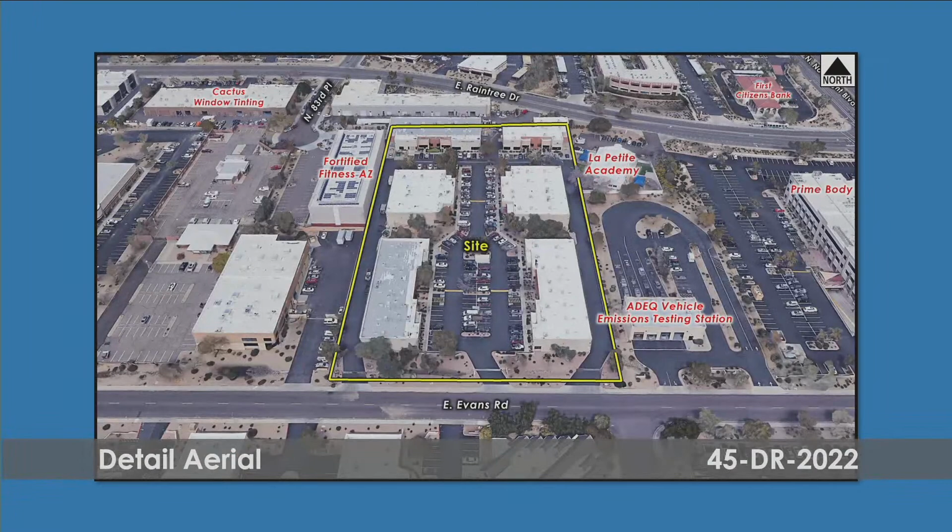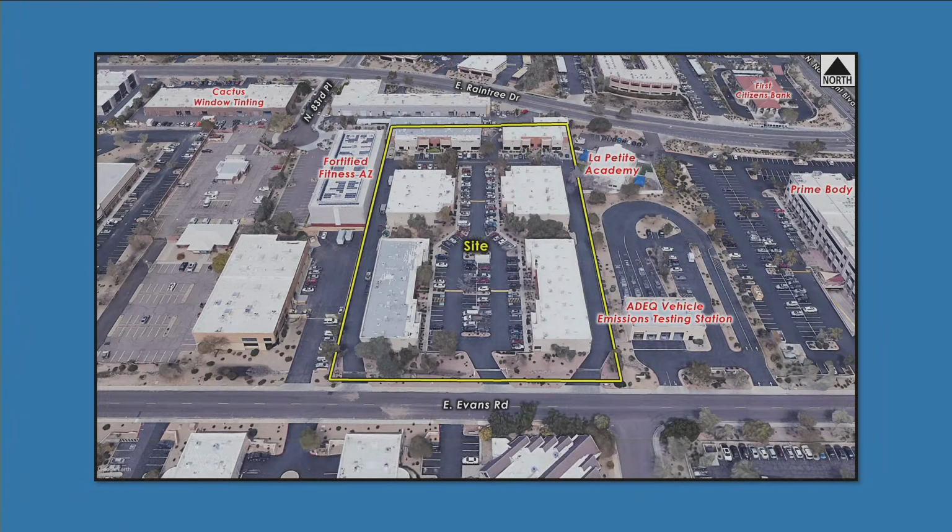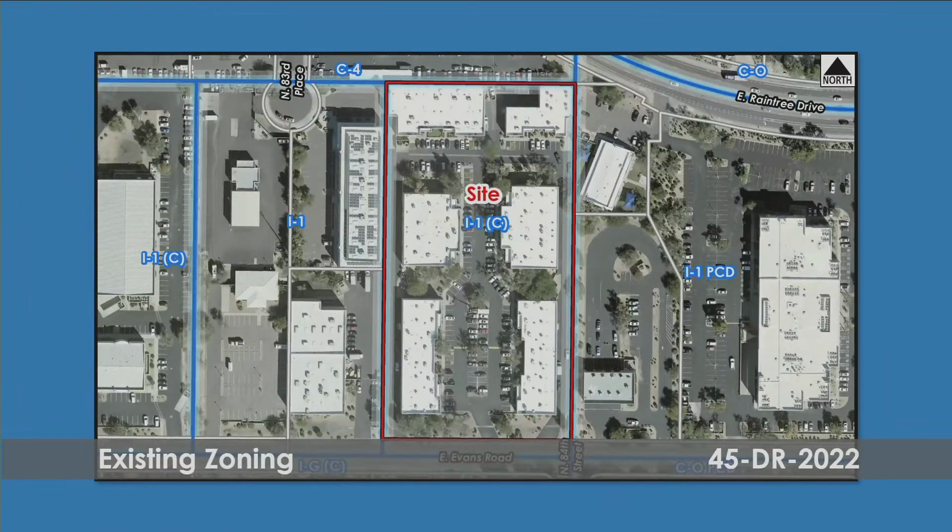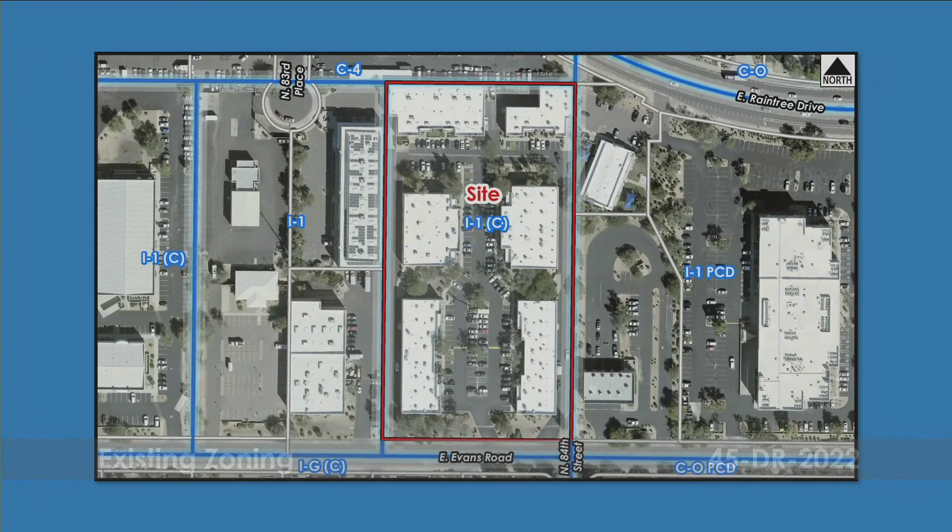Closer up, we can see that the site is comprised of 6 existing multi-tenant commercial and industrial buildings along Evans Road. This site is zoned I-1 Industrial Park, similar with the surrounding uses.